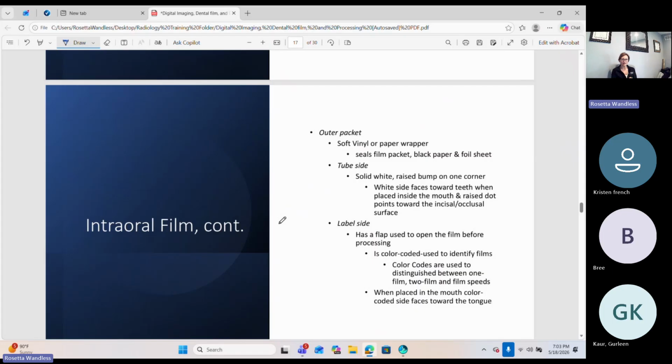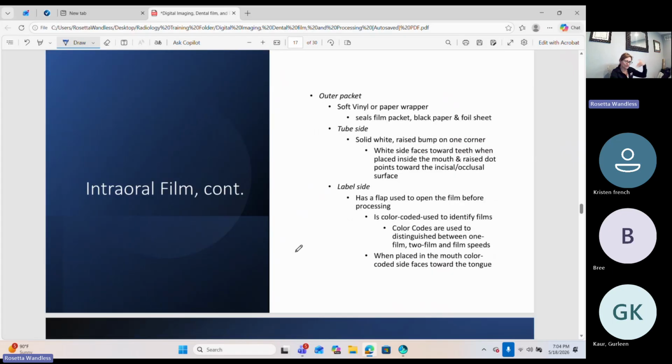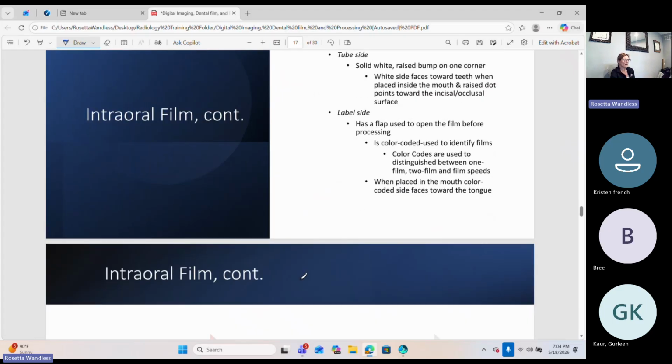The tube side is what I was getting at. That is going to be the side of the film that's solid, usually solid white, whereas the label side has that flap, and that is where we want to go away from our intraoral camera. So everything that I just said, I did put in words right here on this page, so you have reference to it. I know that sometimes words, when you see them, resonate a little bit better.